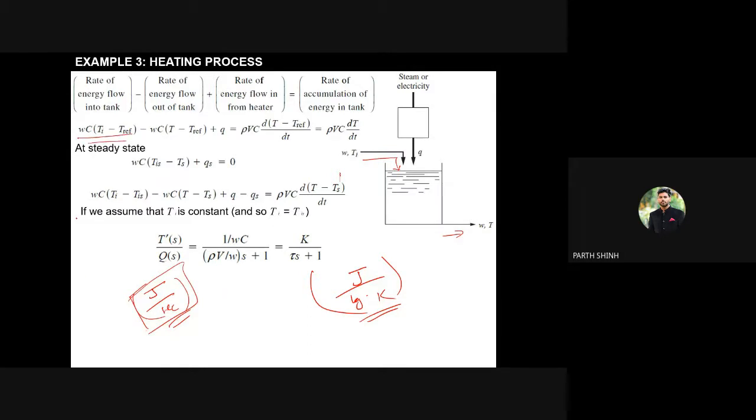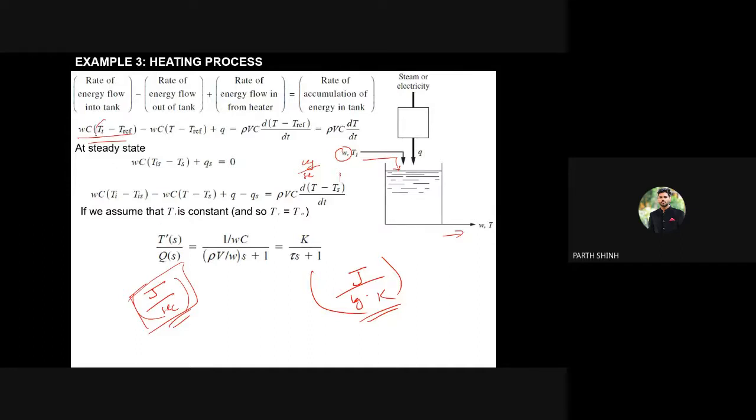what do we have to write? This is the volumetric flow rate. What will be the unit of volumetric flow rate? Please, volumetric flow rate is meter cube per second. Sorry, it is the mass flow rate, kg per second. Okay, kg per second, and this is the specific heat. It is given as joule per kg into Kelvin, and this is the temperature.